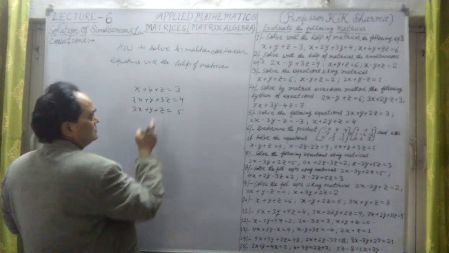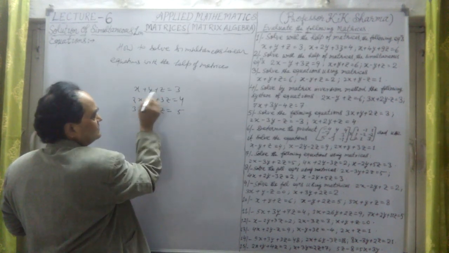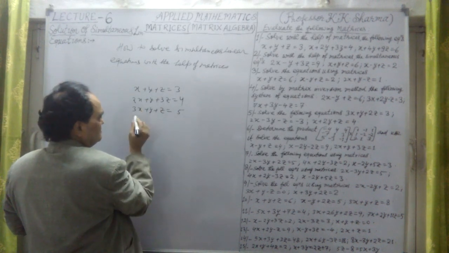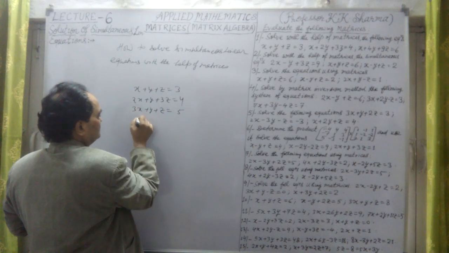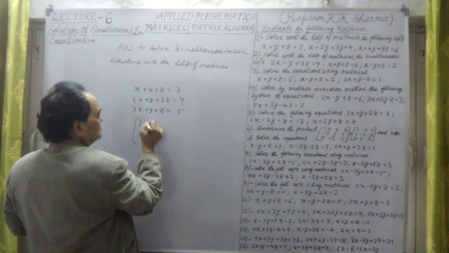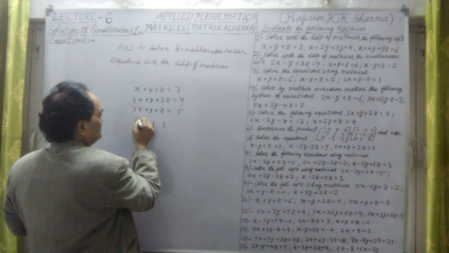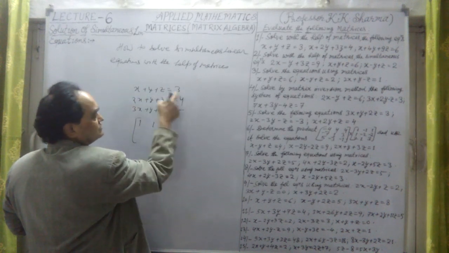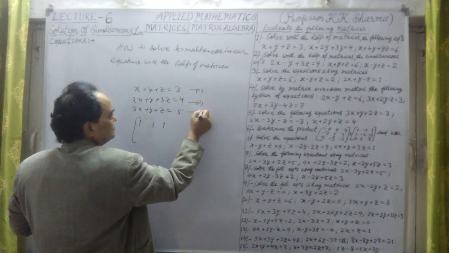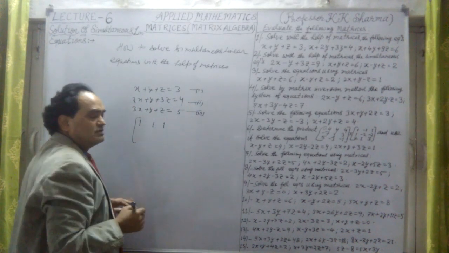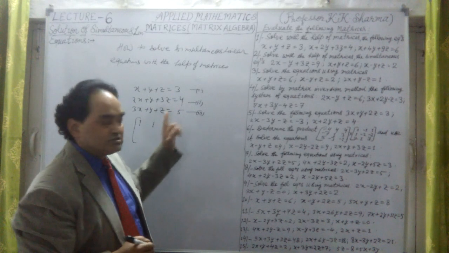What we do, suppose the coefficients of x, y, z, we write them as matrix A. So let me write it as 1, 1, 1. Here are the coefficients of x, y, z of the first equation. This is equation number 1, second, and equation number 3. These are three simultaneous linear equations. We have to solve these three equations.